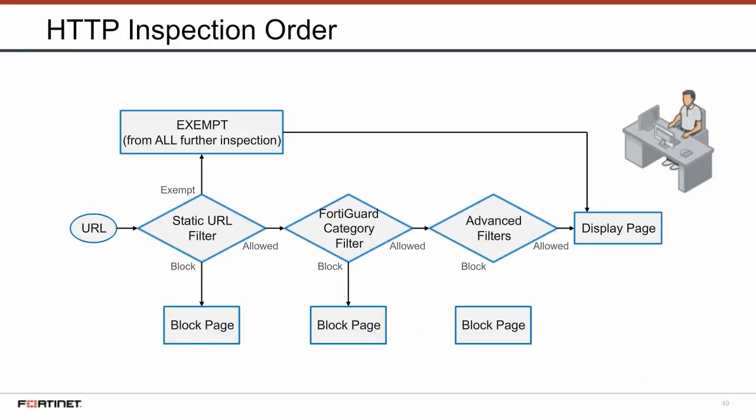Remember that the web filtering profile has several features, so if you have enabled many of them, the inspection order flows as follows. 1. The local static URL filter. 2. FortiGuard category filtering to determine a rating. 3. Advanced filters, such as Safe Search or removing ActiveX components. For each step, if there is no match, FortiGate will move on to the next check enabled.